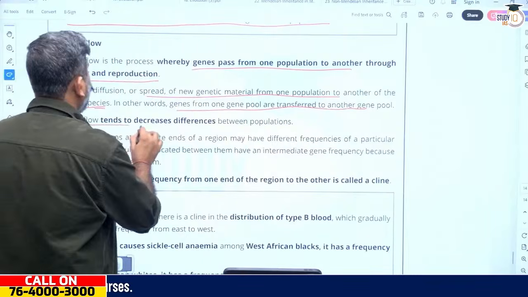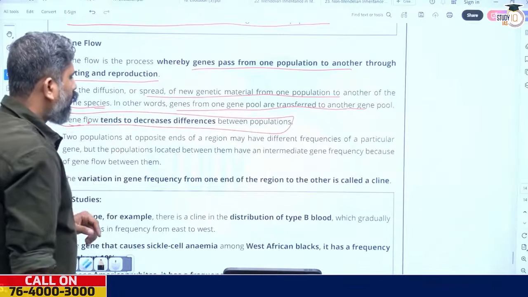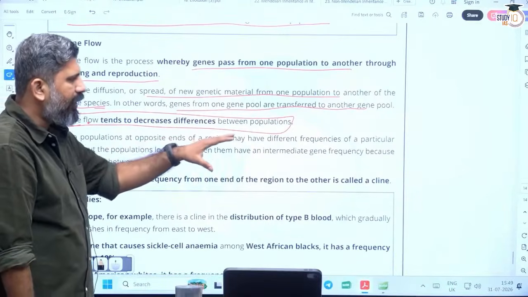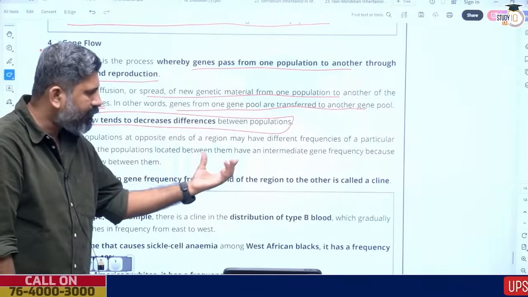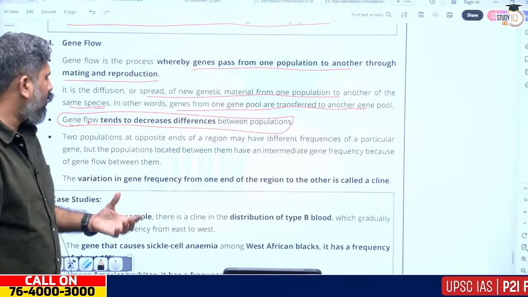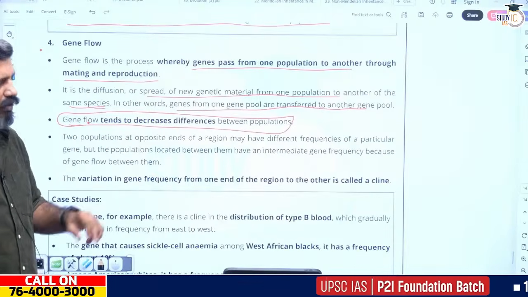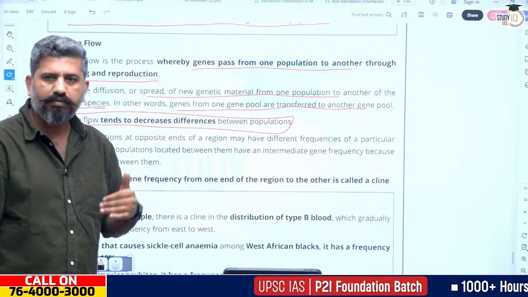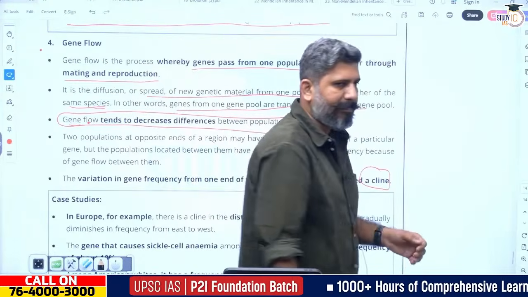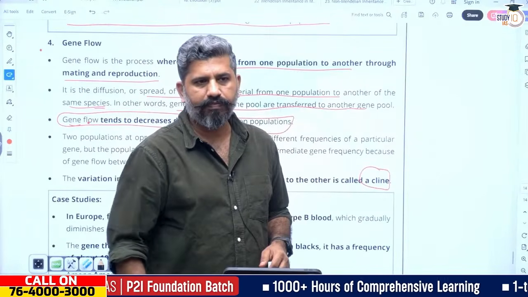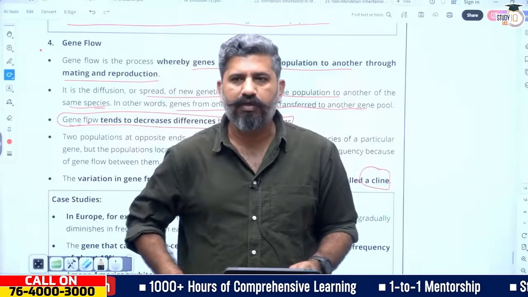Gene flow tends to decrease the differences between two populations. Yes or no? Two populations at the opposite ends of a region may have different frequencies of a particular gene, but populations located between them have an intermediate gene frequency. Because of gene flow between them, the variation of gene frequency from one end of the region to the other is called what? A cline. What do we call it? Cline, a slope. The term that we use is what? Cline.